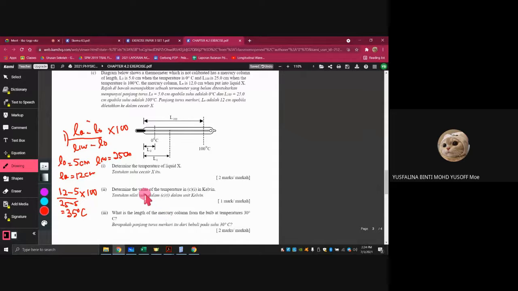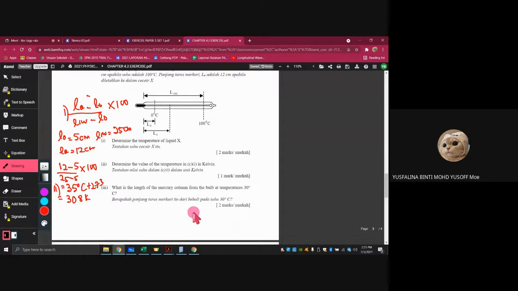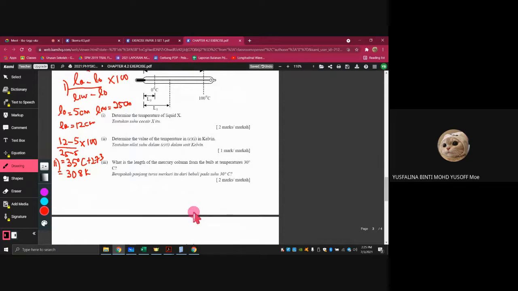How about 2? This one you have to change to Kelvin. If you already learned gas law, how do you change from degrees Celsius to Kelvin? You have to add 273. If you add 273, you will get 308 Kelvin. So this is for number 2. And then for this one, they ask you to find the length of the mercury if the temperature is 30 degrees Celsius.